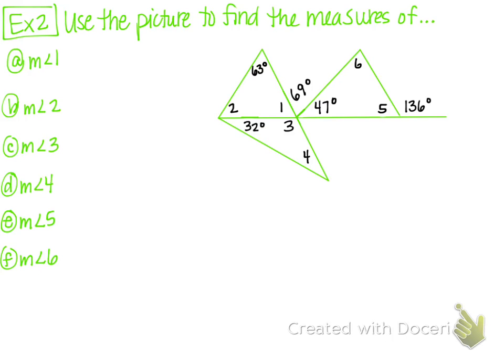We got a lot of things going on here. We've got a bunch of different triangles, and we also have things backed up to lines, which means that we're going to have some supplementary angles. So let's talk about the first part, A. A says find the measure of angle 1.